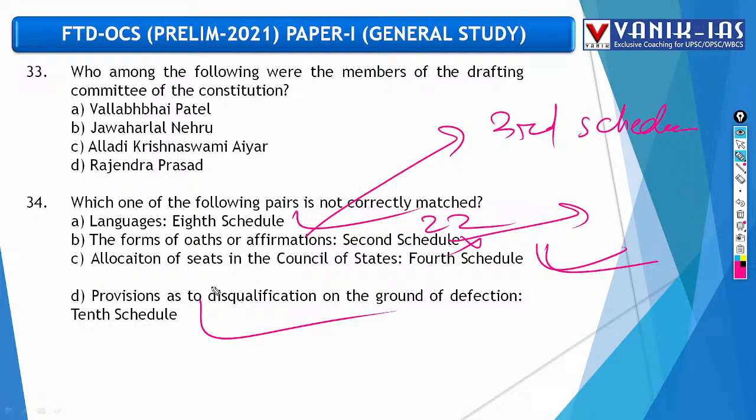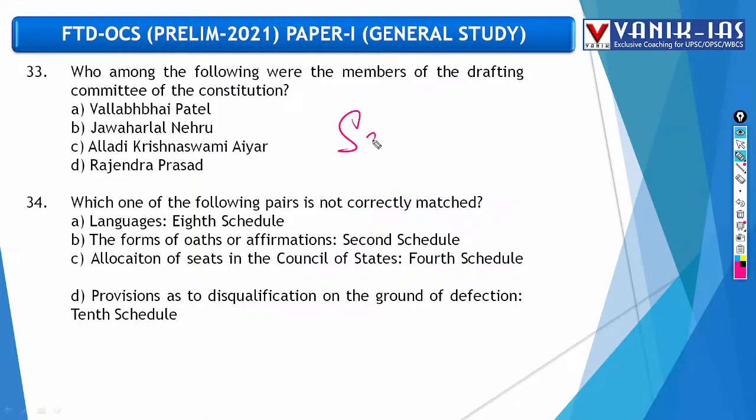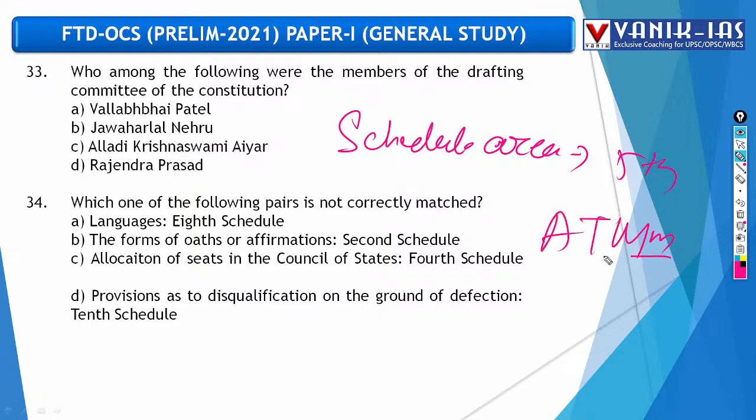And 4th schedule is regarding Rajya Sabha, allocation of seats for the Council of States. And 5th schedule, that is provisions related to scheduled areas, administration of scheduled areas and scheduled tribes. Scheduled areas, that is the 5th schedule. The 6th schedule is your northeast states: Assam, Meghalaya, Tripura, Mizoram. That is administration of tribal areas.